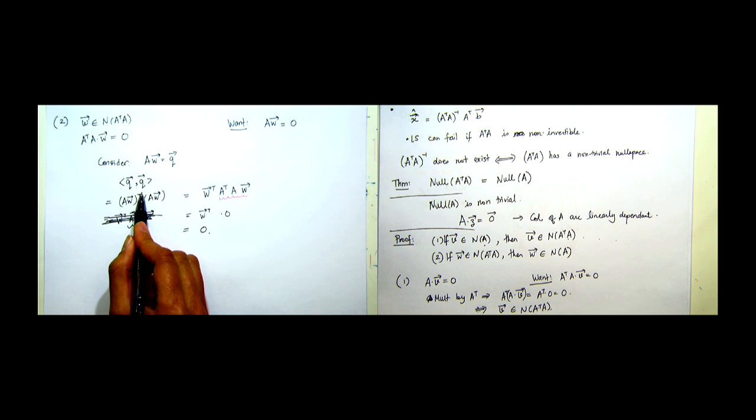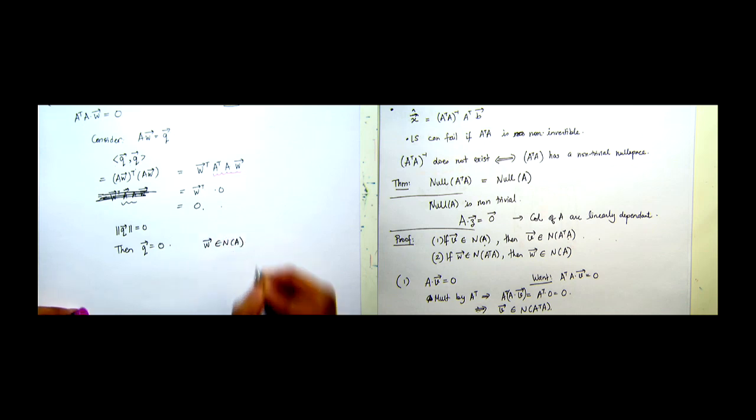So the inner product of Q with itself is 0, which means that the norm of Q is 0. But if the norm of a vector is 0, then Q must be equal to 0. And as a result, we must have W belongs to the null space of A.